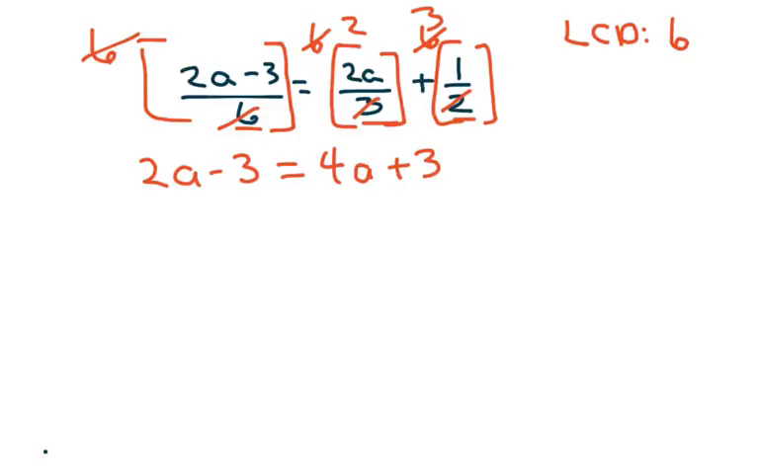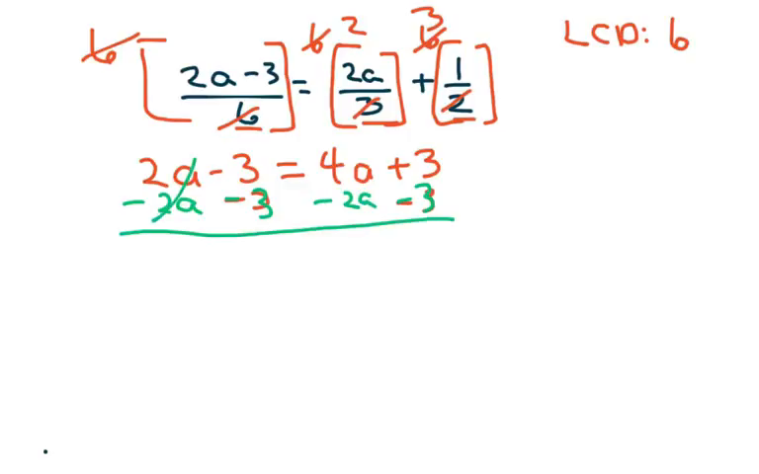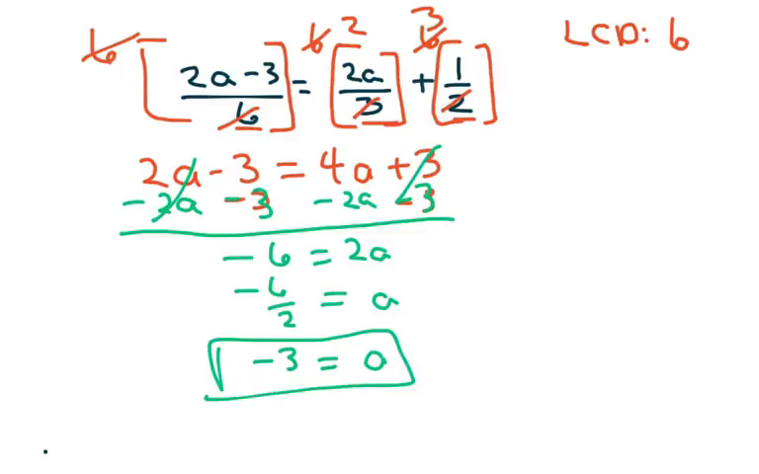And I'm going to go ahead and subtract 3 from both sides. Minus 3 from both sides. And I'm going to subtract 2a from both sides. That cancels, you get negative 6 equals 2a. So a is negative 6 over 2, which is negative 3. And we had no restrictions, so we're good to go.